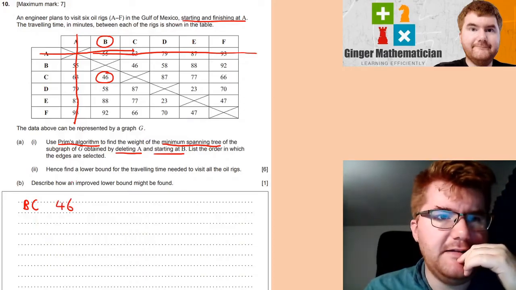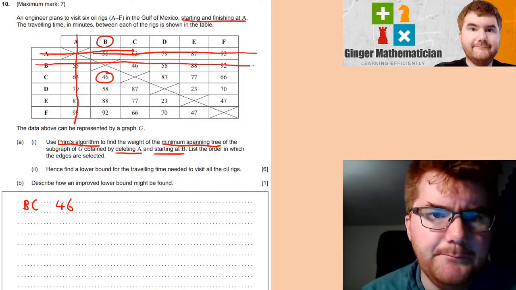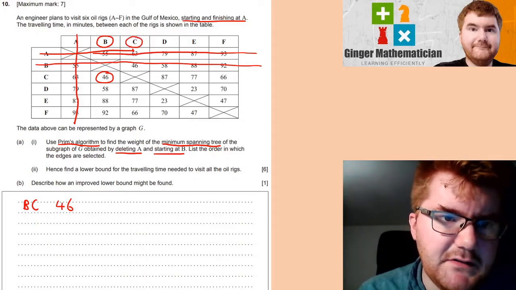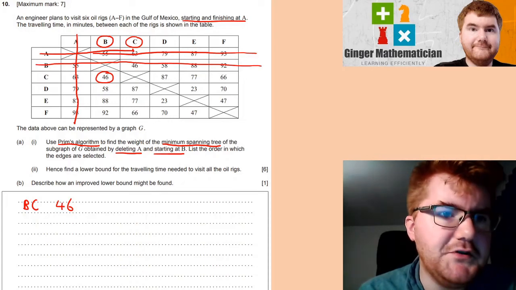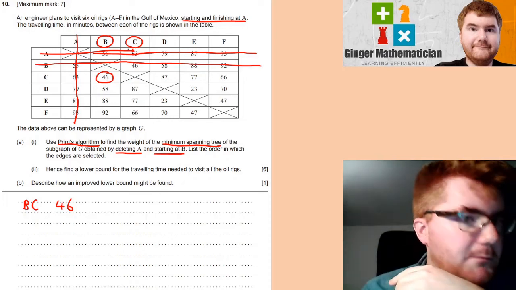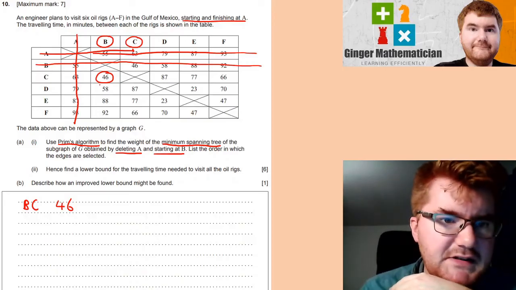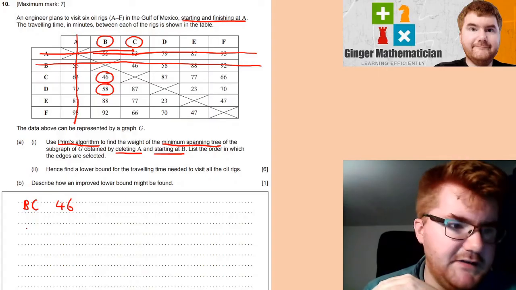Okay, at this point we need to cross out B because we've already chosen B, and we go over to C. Now from the two lists, and this is really important, we need to choose which is the lowest number. So not just the C column but also the B as well. Notice the lowest number here is this one, D, so that's going to be 58. So BD is 58.